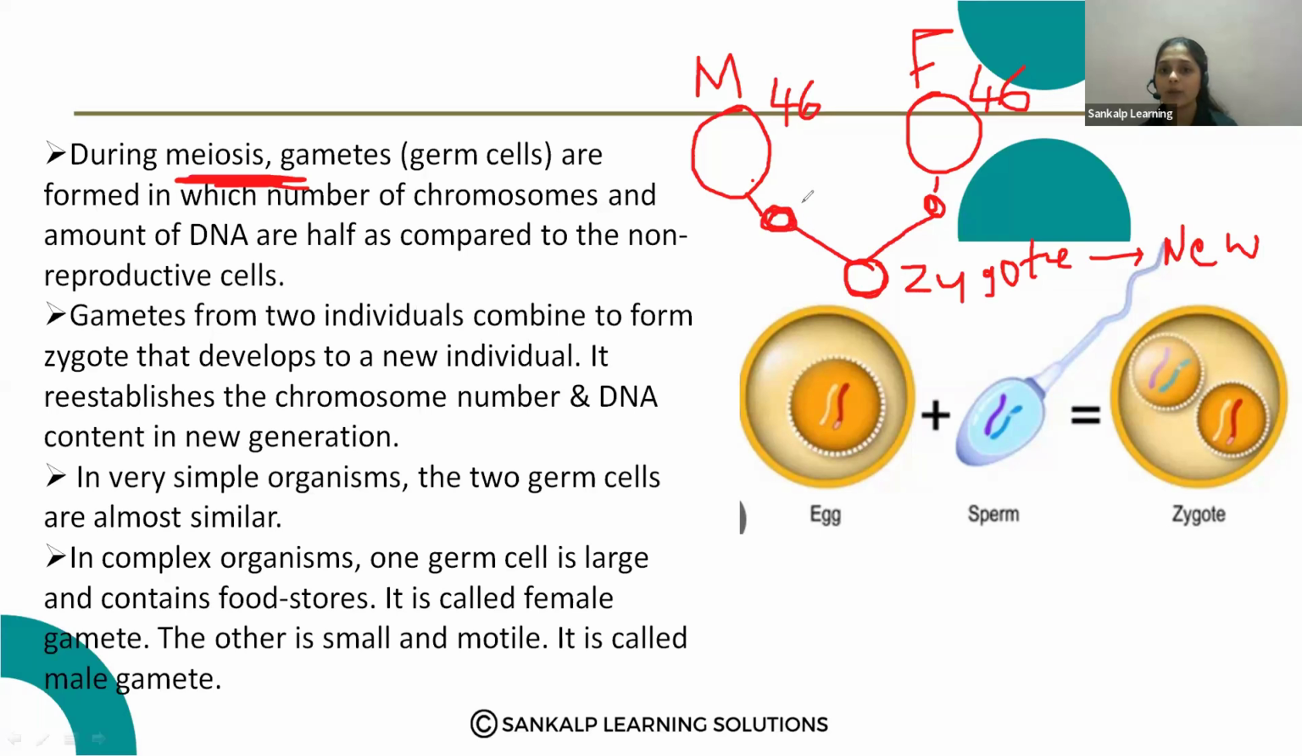And that gamete contains the 23 chromosomes only. Here, this gamete also contains the 23 chromosomes. And these both gametes, they will fuse and form the zygote. Zygote ಅಲ್ಲಿ ಎಷ್ಟು chromosomes ಇರಬೇಕು ಹಾಗಾದ್ರೆ? Anybody? Zygote ಅಲ್ಲಿ ಎಷ್ಟು chromosomes ಇರಬೇಕು ಹಾಗಾದ್ರೆ?